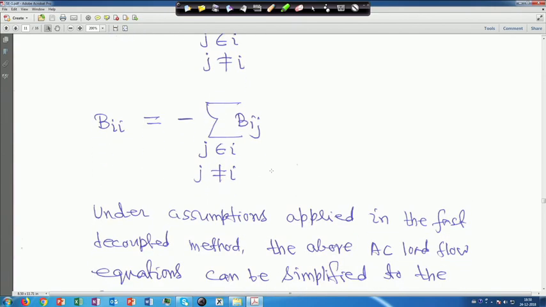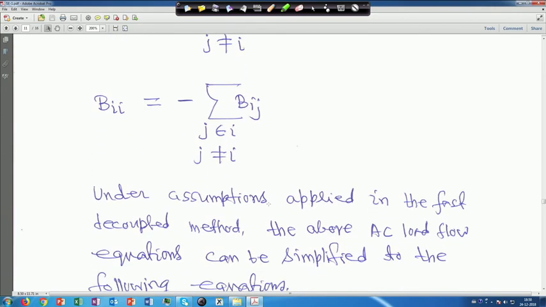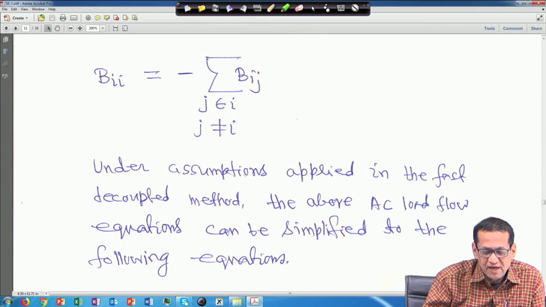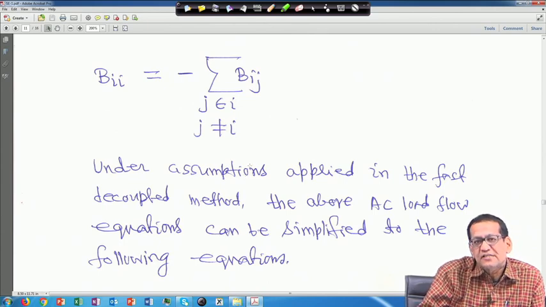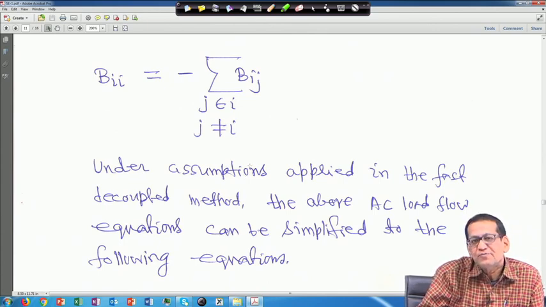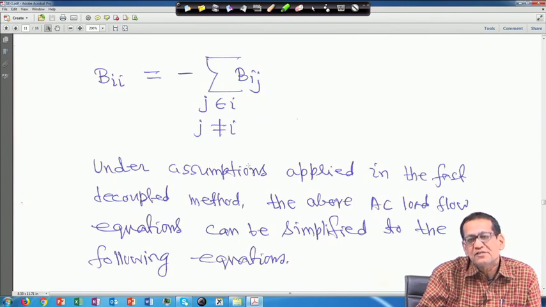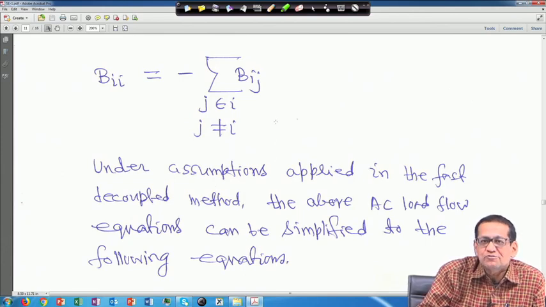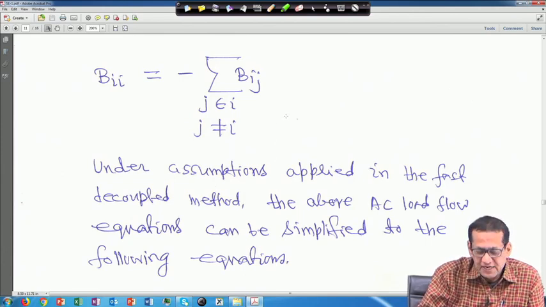So, under the assumptions applied in the fast decoupled method, because fast decoupled load flow you have already studied, there is nothing to be mentioned here. If you have any doubt, I have covered that in load flow studies in power system analysis. All assumptions have been made there, so you can go through that or see any book, no problem.